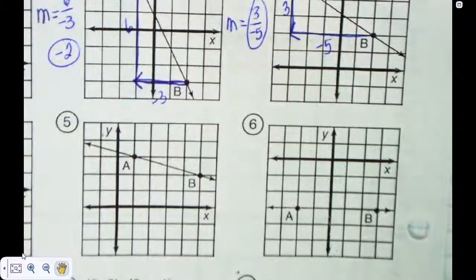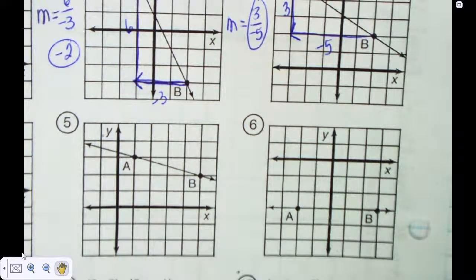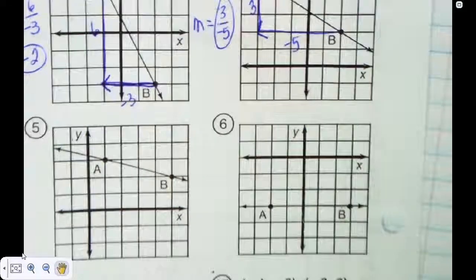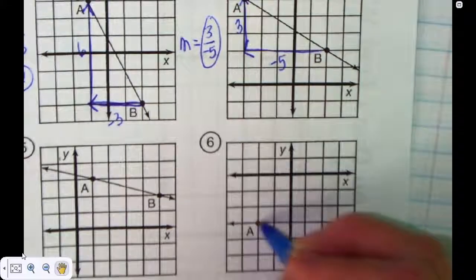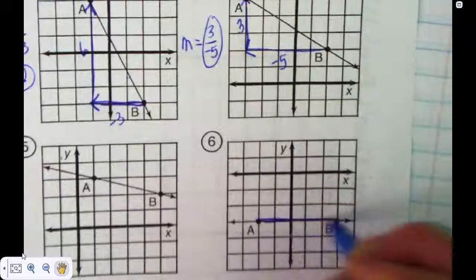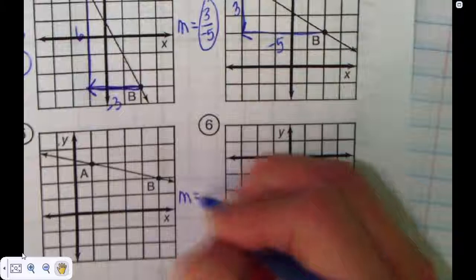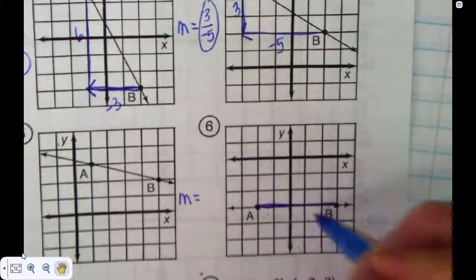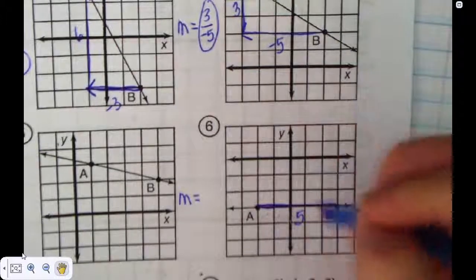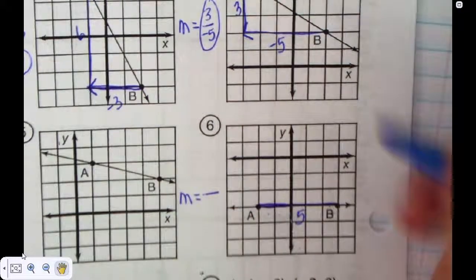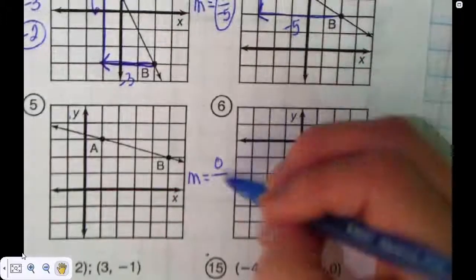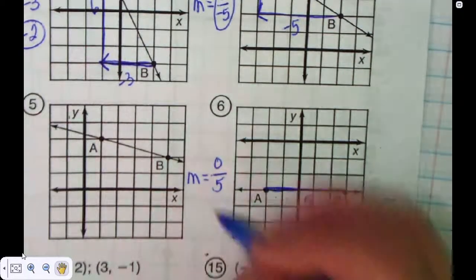Okay. Some people I don't think have done 4 and 5, so we're going to skip 4 and 5. Look at number 6. I'm going to go across from A to B. Look on your card and tell me what kind of slope that's going to have. 0 slope. So let's prove why that works. You're going over 1, 2, 3, 4, 5. And then do you have to go up any? No. So you're rising 0, you're running 5. What's 0 divided by 5? 0.